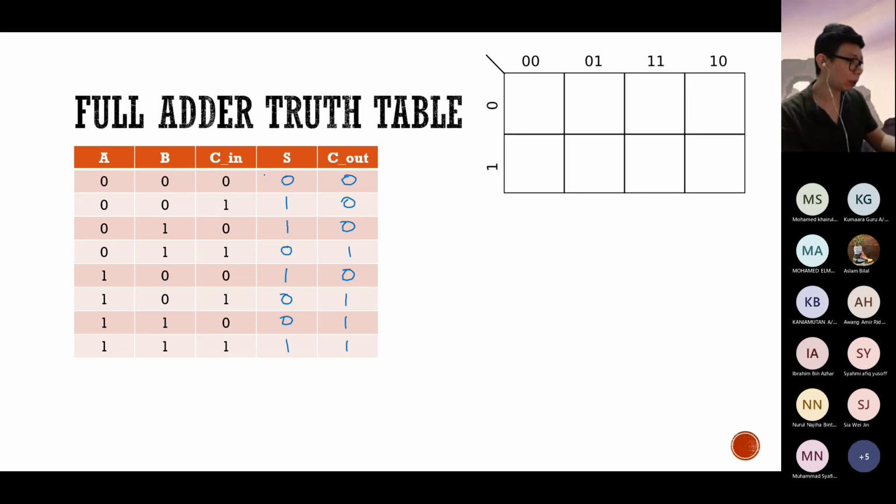Okay, let's do a quick check. Okay, looks right to me. Now we have the truth table for S and we have the truth table for C out. Now let's fill this into our K-map, shall we?